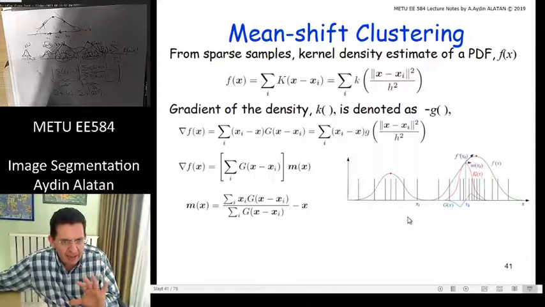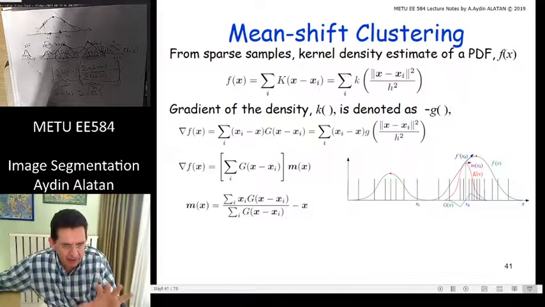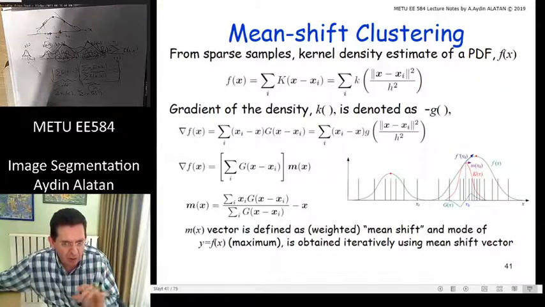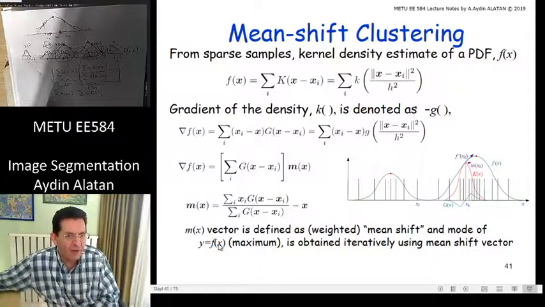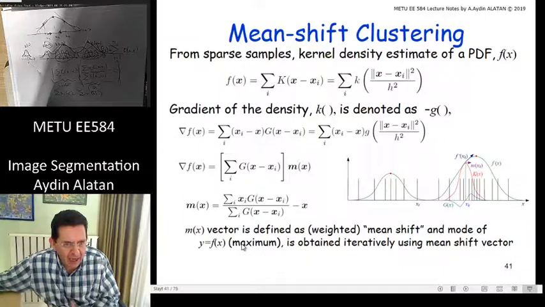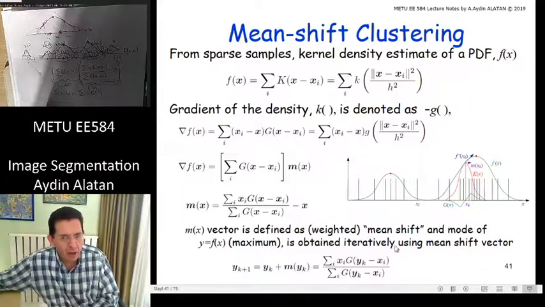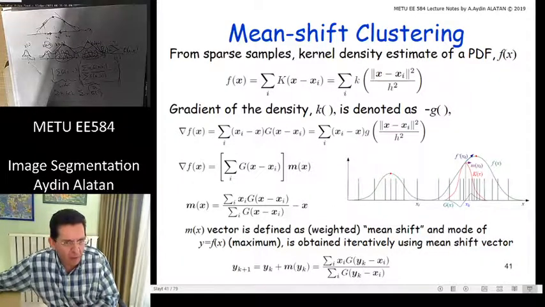Now, this may be a little bit complicated as a mathematical derivation, but let's look at the algorithm. This m of x vector is called mean shift. We are shifting the mean, and the mode that we are trying to find for this f of x is obtained iteratively using the mean shift vector. Now let me explain what I mean by iteratively obtaining. What I'm going to do is this. I'm going to start with a y point. Then I'm trying to understand where the peak of this y is.